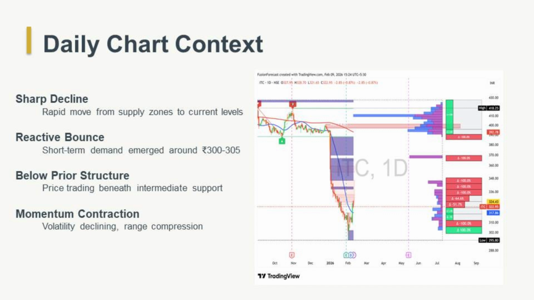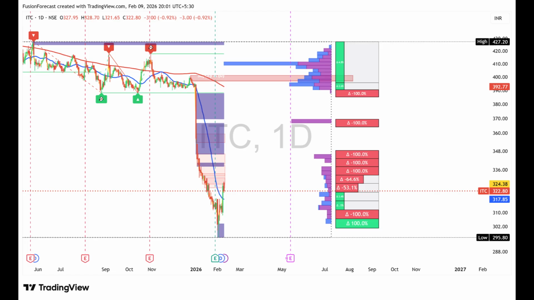Now shifting to the daily chart, we see a sharp sell-off, followed by a reactive bounce. However, this bounce is occurring below previous structure levels, and momentum remains weak. This tells us the move is reactive, not impulsive.